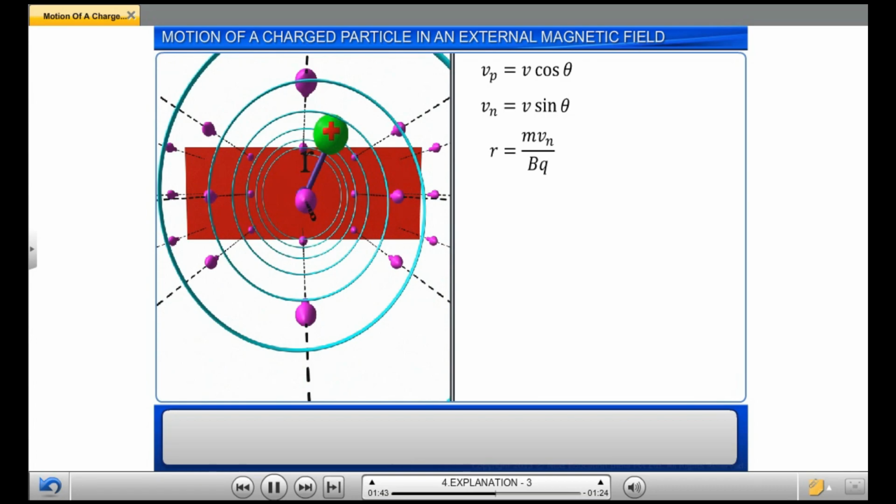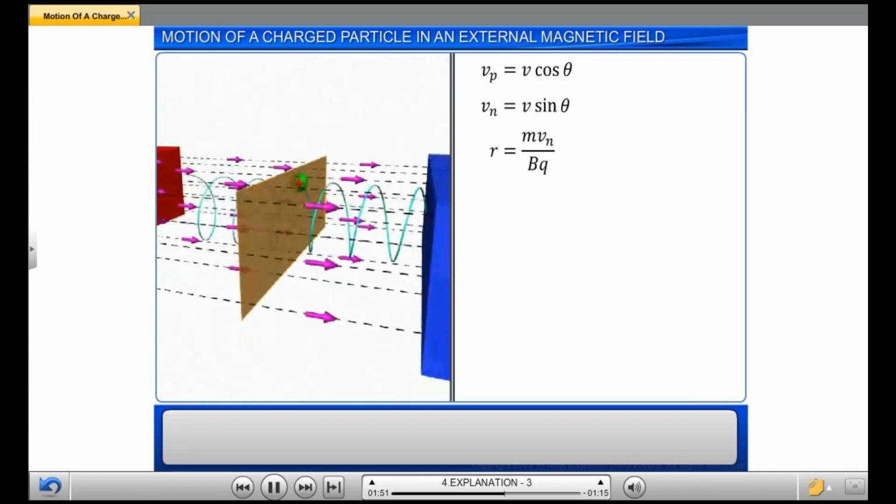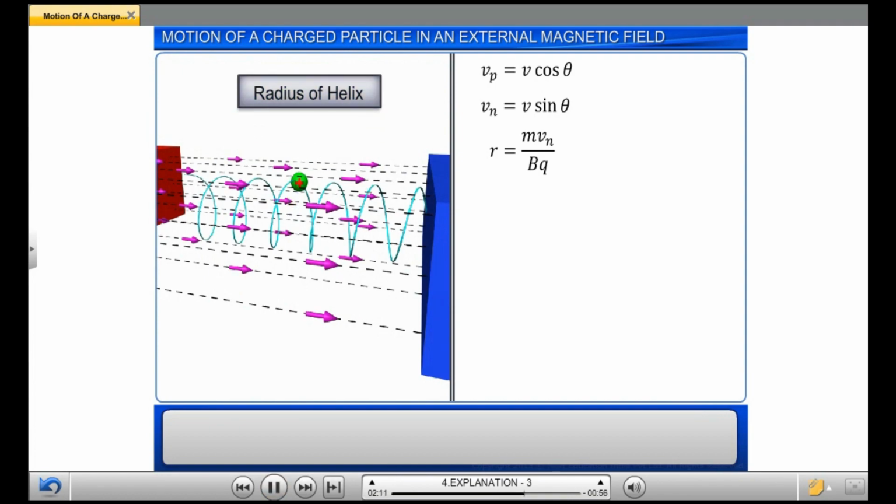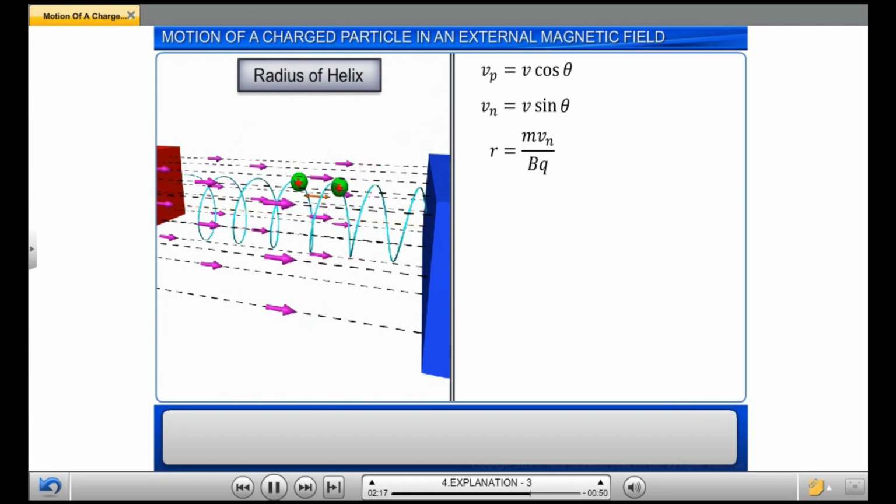Thus, the charged particle has a velocity in the direction of the magnetic field and also in a circular path, whose plane is perpendicular to the direction of the field. Due to this, the resultant path of the charged particle is a helix. The radius of the circular path during the helical motion is called radius of the helix. Here, the axis of the helix is along the magnetic field. The distance moved by the particle along the magnetic field during one rotation in the helix is called pitch.